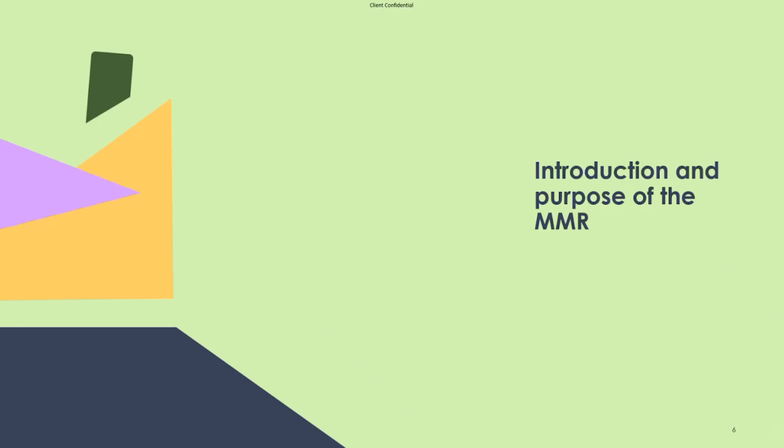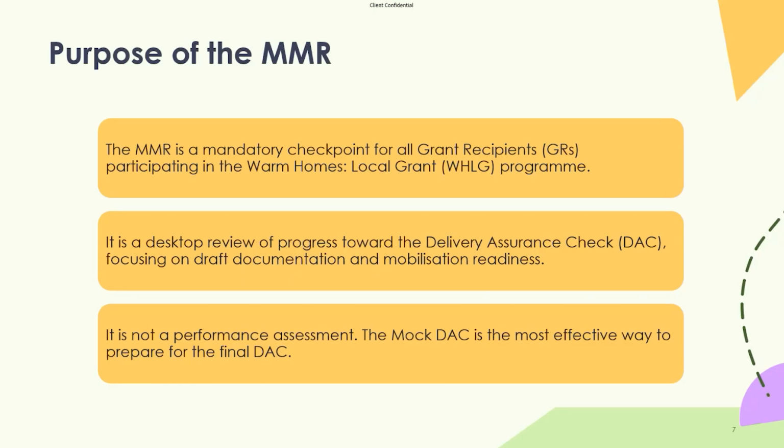To start with the introduction and the purpose of the MMR, or the Mid-Mobilization Review, it is a checkpoint for all grant recipients that are participating in the Warm Homes local grant program. Essentially, it is a desktop review of all the documentation that a GR is expected to submit for the delivery assurance check, which is directly with the department. It is intended to check the progress of the GR towards their DAC delivery or their DAC assessment. However, it's not intended to be a performance assessment.